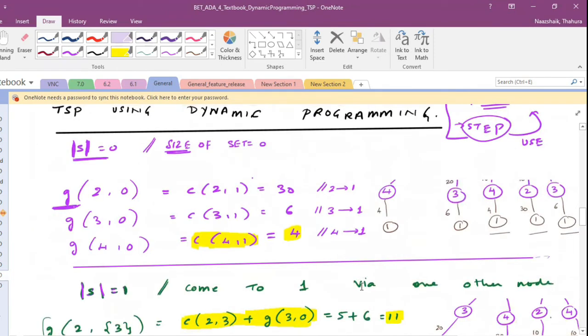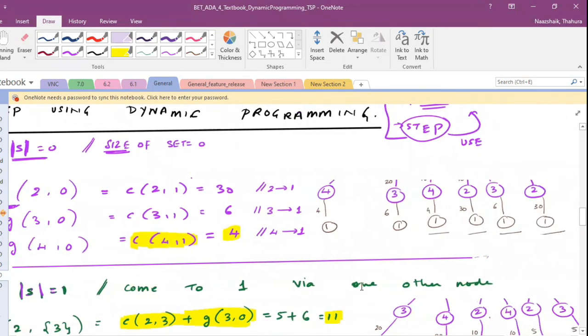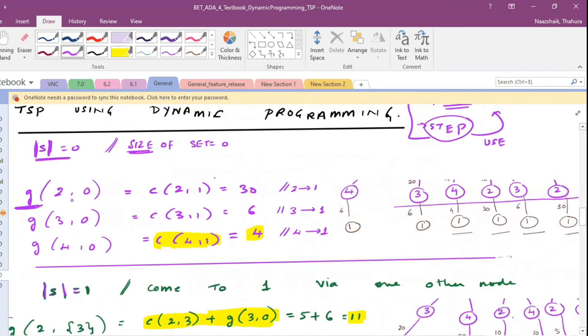So we'll do step number 1. So step number 1 is this one, right? So what it means is this is the last step, after which you know that you have to go back to 1, right? So what you do is you try the combinations. Your set size is 0, okay? And these are your different vertices. So you can have a combination of 2 going to 1, 3 going to 1, and 4 going to 1 without visiting any other vertex. This is like a direct.